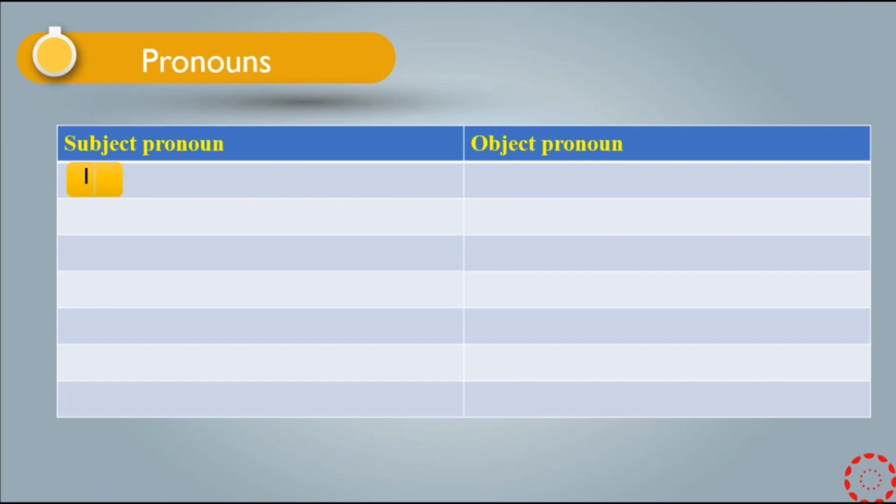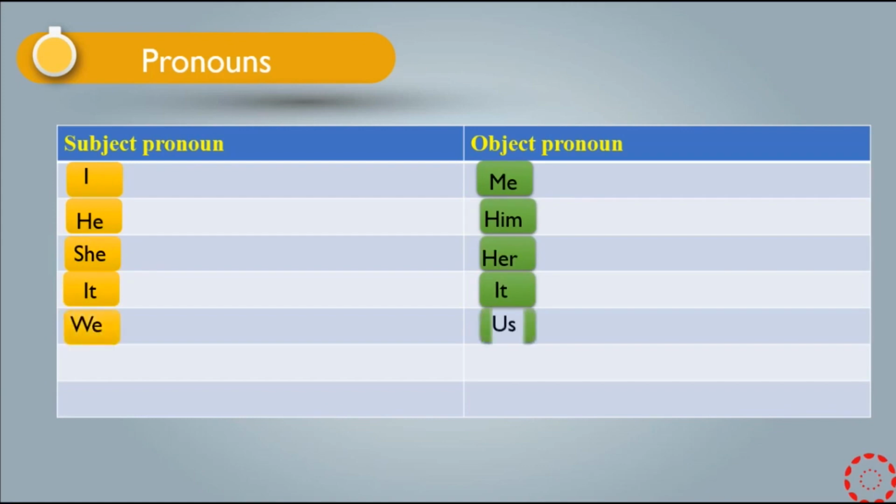First of all, we have I. It became me. He became him. She became her. It will be the same, it. We will change to us. You became you, and they became them. Let's see what are the subject pronouns and what are the object pronouns.